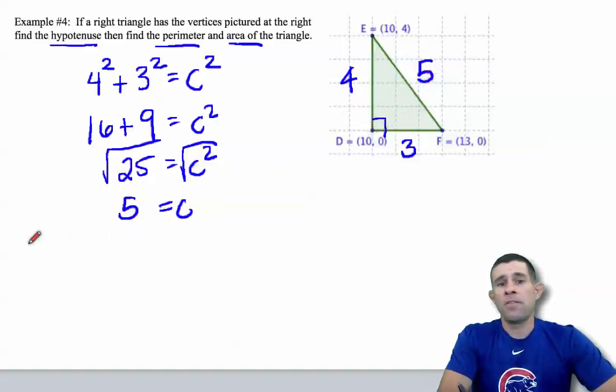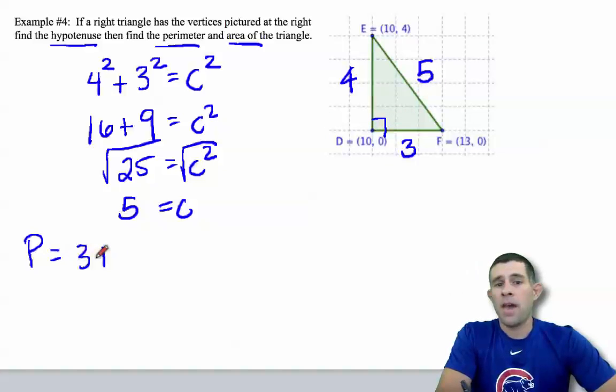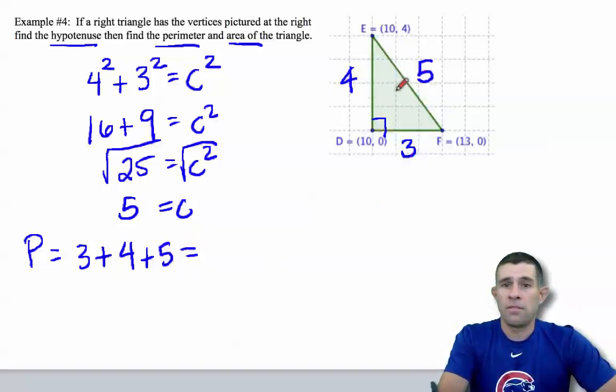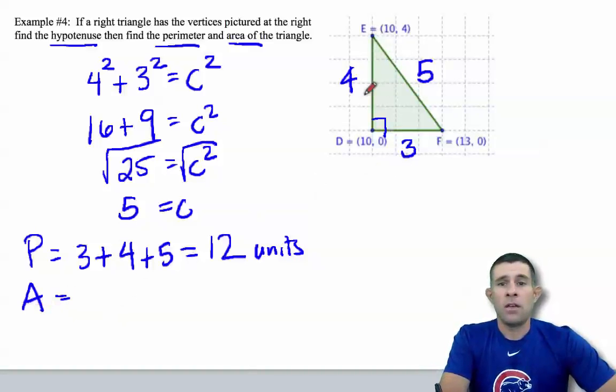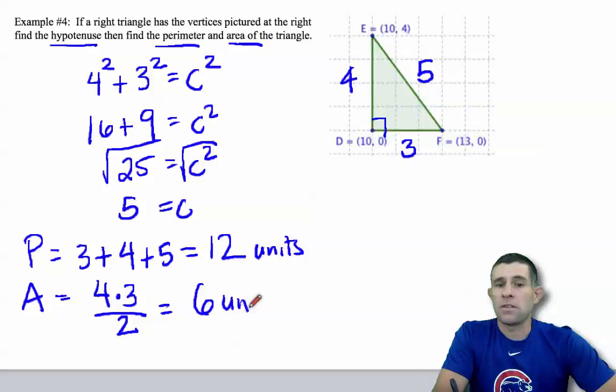And now I can go about finding my perimeter simply by adding 3, 4, and 5. That's going to give me my 7 and 5, which is 12. And then we're just going to call this units. And then to find my area, remember the area of a triangle is the base and the height divided by 2. So we have 4 times 3 divided by 2, which is 12 divided by 2, or 6 units squared.